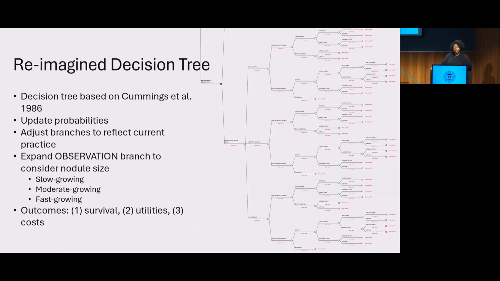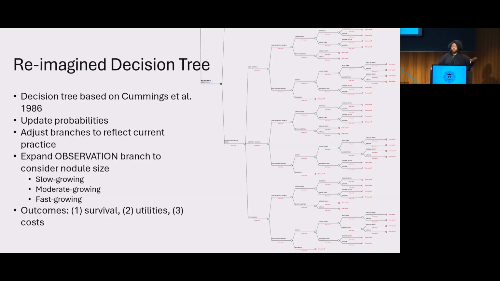So lastly, I want to talk about some current work that we're working on, which is a reimagined decision tree. We're taking the information that came from that very first decision tree that I showed you, from the 80s, and we're trying to update the probabilities based on what we see in current practice. We have also been adjusting the branches to reflect current practice. And then we want to add an expansion of that observation branch, this wait and watch branch, to consider the size of nodules that you may see: slow growing, moderate growing, fast growing. And we can also look at the different outcomes.